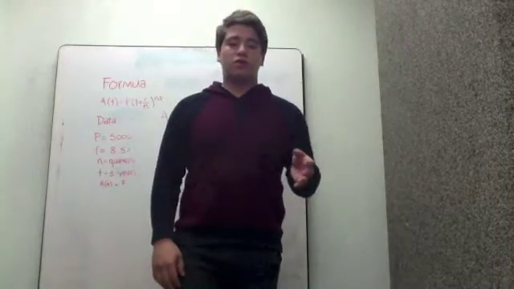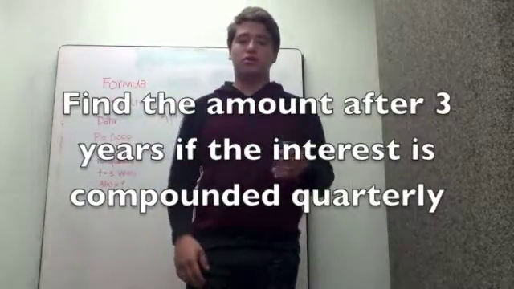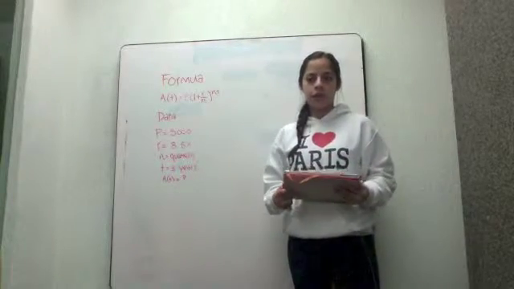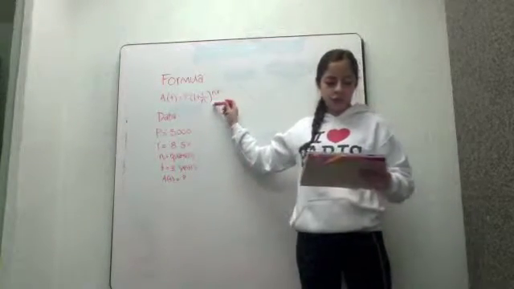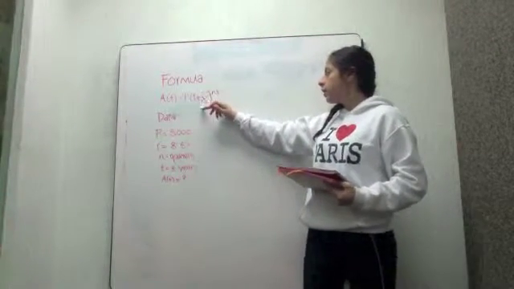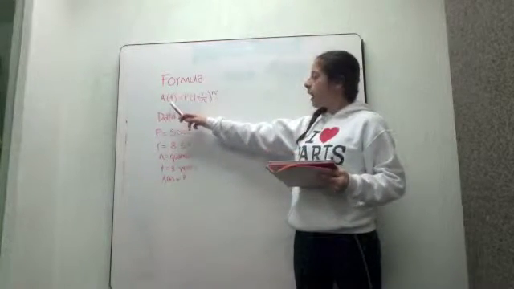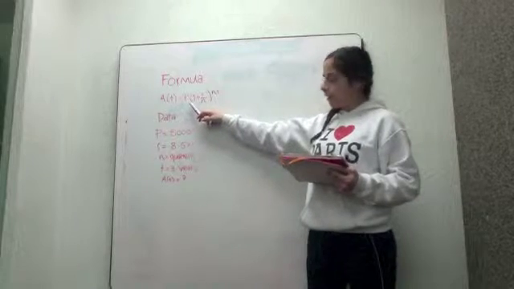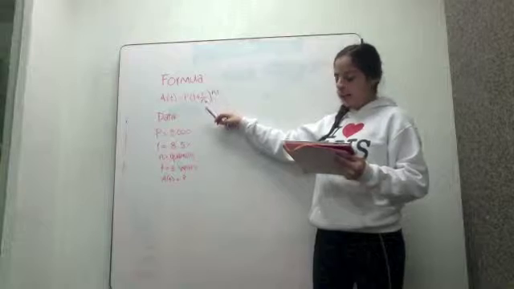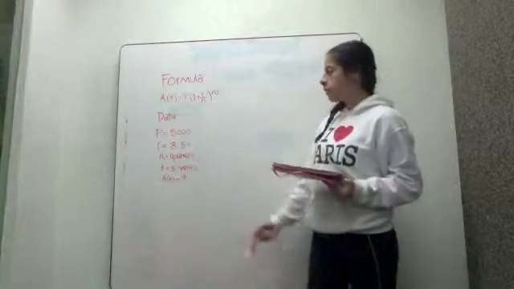For the first question, we need to find the amount after 3 years if the interest is compounded quarterly. For this problem, we need to find the compound interest by using the compound interest formula: A(t) equals P times (1 plus r over n) to the nt power. Here, A(t) is the amount after t years, P is the principal, r is the interest rate per year, n is the number of times interest is compounded per year, and t is the number of years.